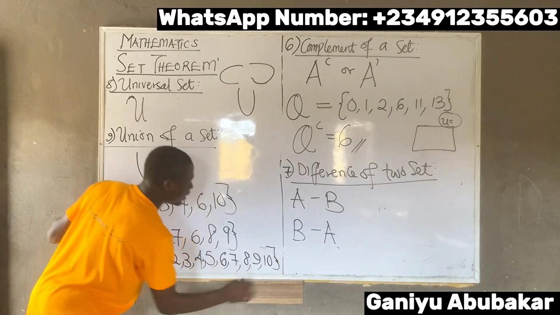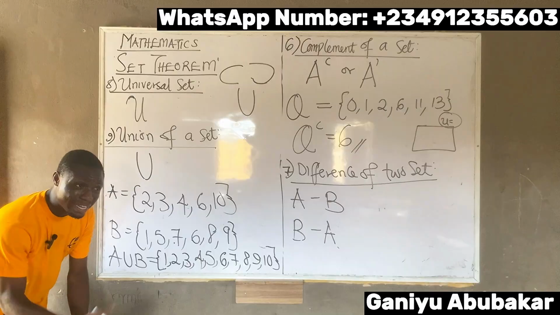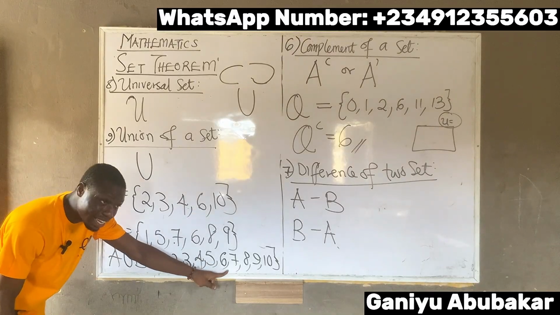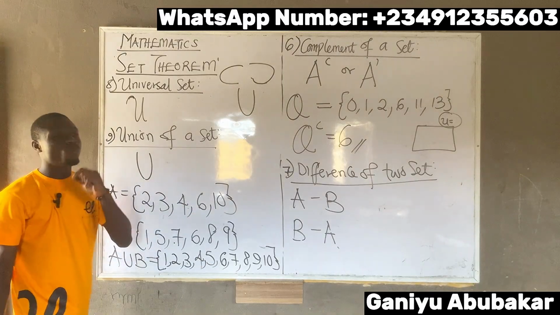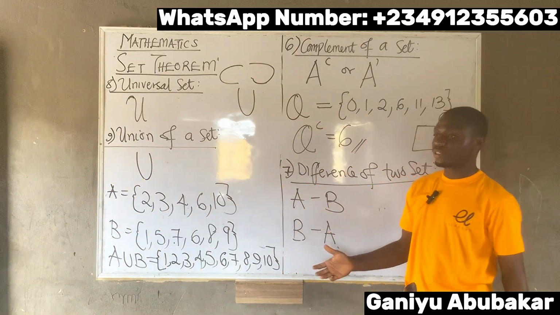So I have listed out all the elements in A and B without repeating 6 and 6 here. So that's the idea: without repetition. Copy it down please.